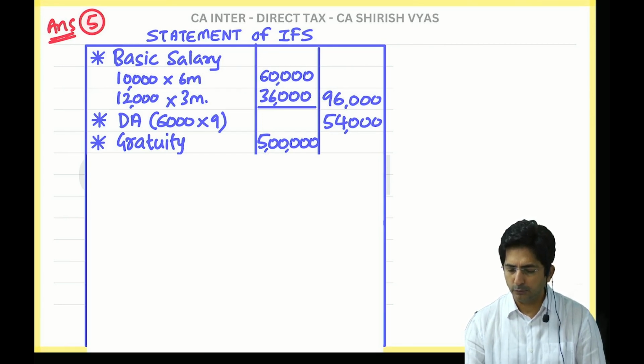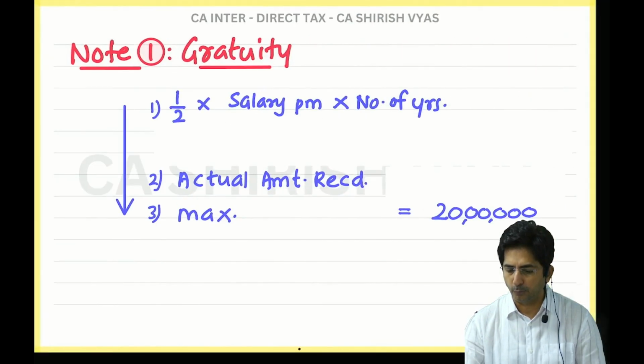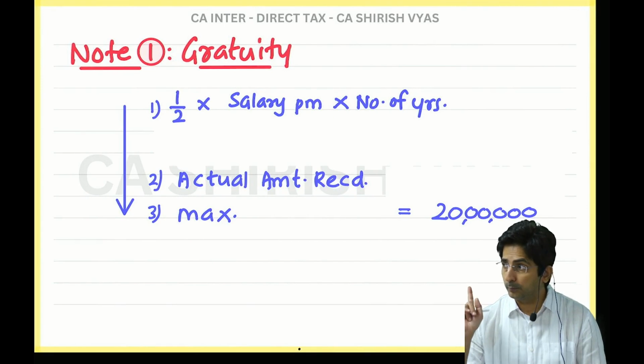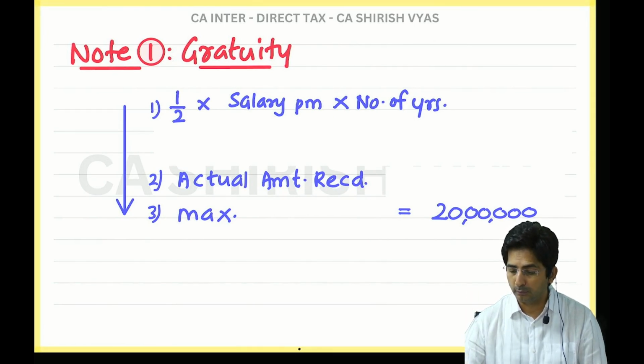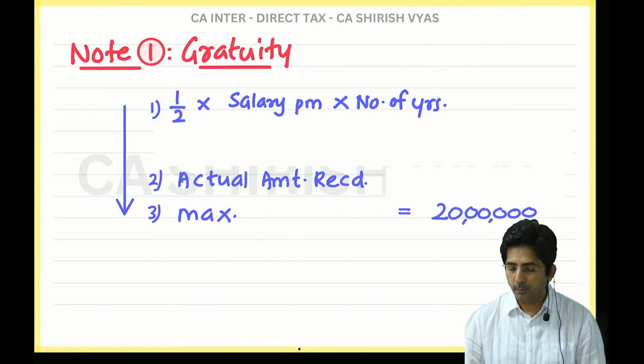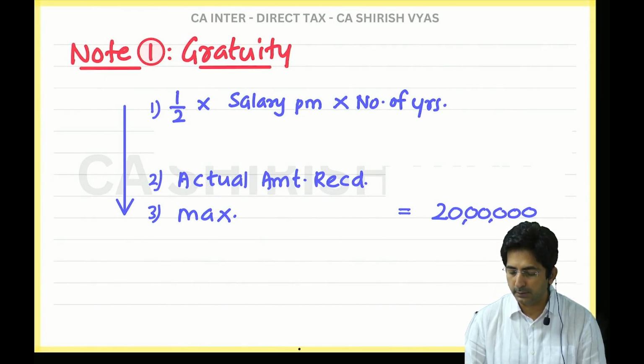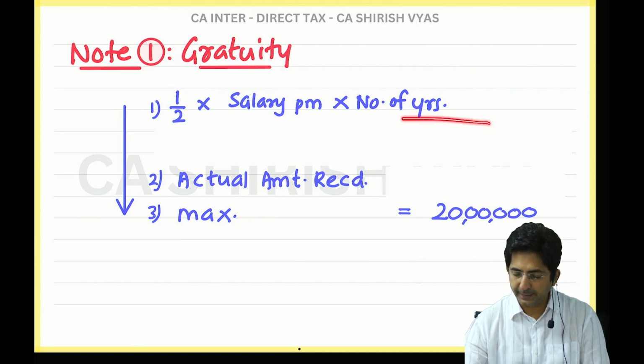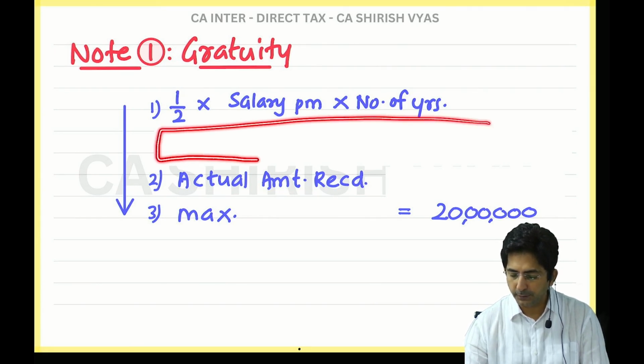Can you imagine how the working note will be? I would have written the formula, see here. You don't copy from the screen, huh? This formula you have to write. I am not showing this, I am hiding this again. Heading will be note 1 gratuity. Then 1, 2, 3, whichever is less. First amount is half into salary per month into number of years of service. Here you leave some space for substituting the figures.